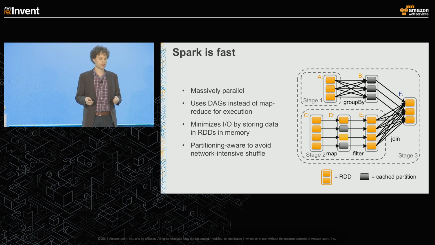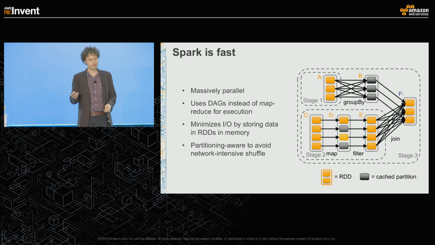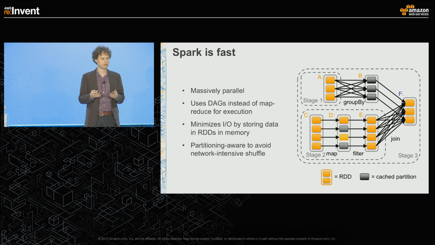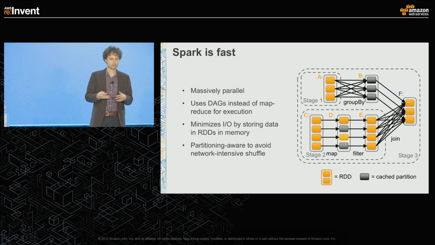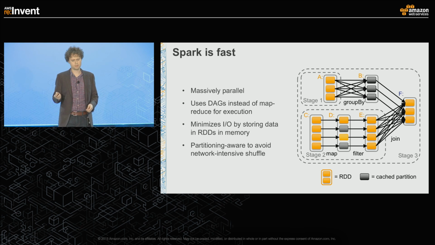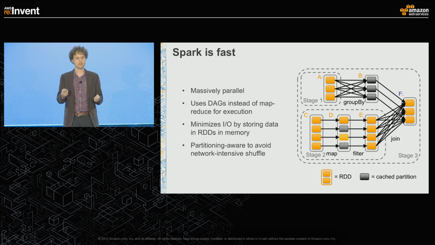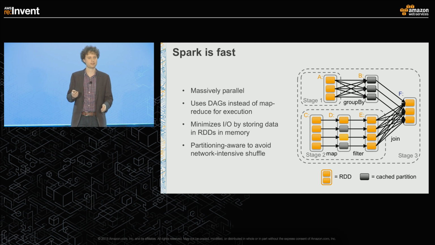First is it uses directed acyclic graphs instead of, say, just standard MapReduce to plot out query execution. This allows Spark to be more optimized in running queries versus Hadoop MapReduce, where you have to have that same framework for each step of the job. The second thing is Spark minimizes I/O by using RDDs, resilient distributed data sets, that are basically in-memory data sets to reduce the I/O from going up and back to disk.